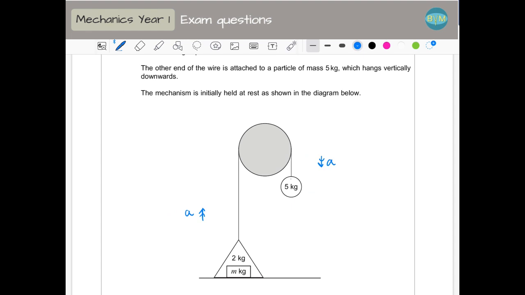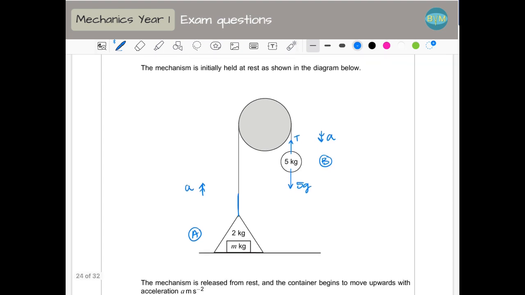So on the right hand side, I'm going to have a tension pointing up and a weight, which is going to be the mass, 5 times g. And in the other one, I'm going to call this, for example, A, and this one B. In A, I have a tension pointing up, which is the same since the pulley is smooth, and pointing down is the total mass, which is 2 plus m, times g. If I want to find the acceleration, I'm going to write an equation of motion for this one and an equation of motion for this one, eliminate T, and find a in terms of m.